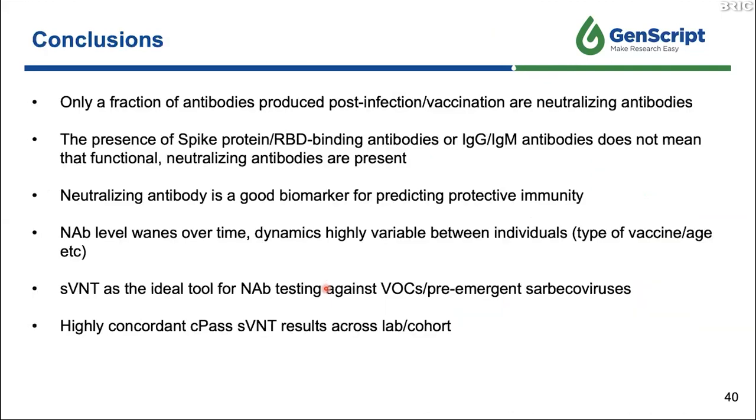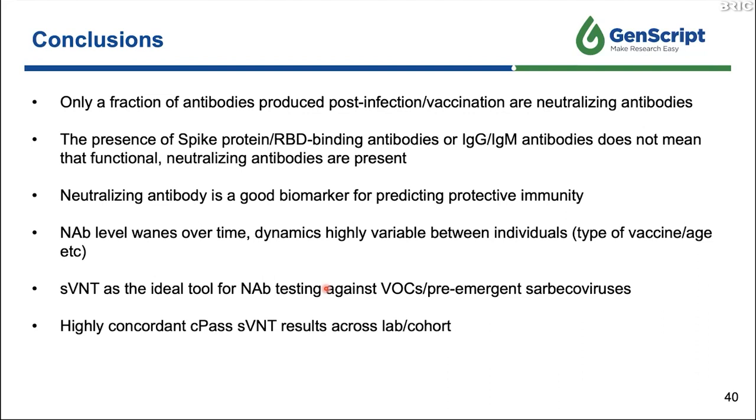So here, I would like to conclude my presentation with the following points. First, we know that only a fraction of antibodies produced post-infection or vaccination are neutralizing antibodies, and also the presence of spike protein or RBD binding antibody, or IgG or IgM antibody, does not mean that functional neutralizing antibodies are present. And also, I have shared many scientific publications that show that neutralizing antibody is a good biomarker for predicting protective immunity. This is also verified by many real-world data.